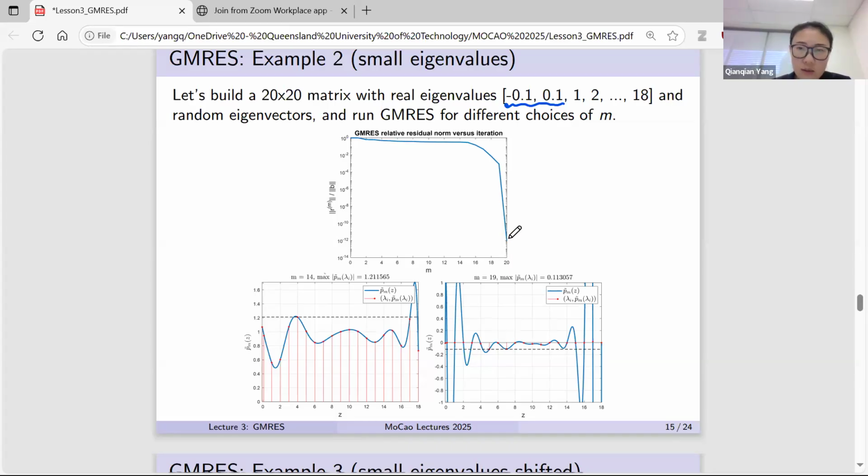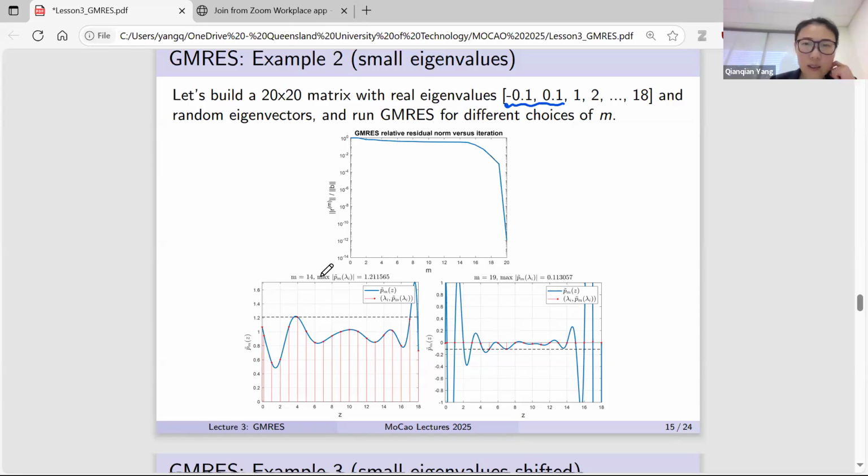All right, let's take a moment to think about what's happening here. Look at this figure on the left. Here we are plotting the polynomial p_m. We are trying to minimize the magnitude of this p_m. If we can keep the maximum of this polynomial small, then from our theorem before, that means we can converge quickly.